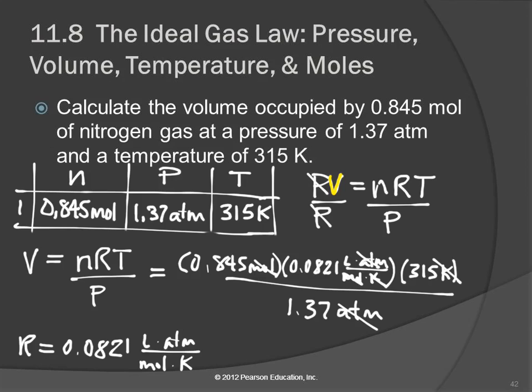So we get out our calculator. We have 0.845 times 0.0821 times 315 divided by 1.37 equals, let's see, I've got 3 sig figs in everything, so I'll round this to 3 sig figs. 15.95 is going to round to 16.0. The unit is liters. That is the volume of the gas. Questions?